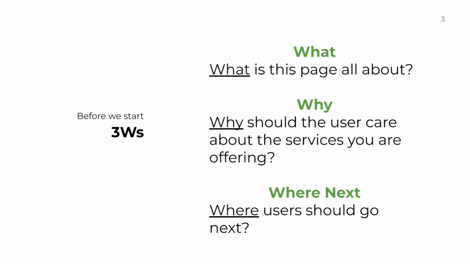It's called the 3 W's: what, why, and where next. What means that the user needs to get instantly what this page is all about. Why implies that you have to convince your users why they need to care about the services you are offering and that you need to communicate your value proposition. And last but not least, where next is about the call to actions that will guide your users to the next step, and hopefully they will convert.